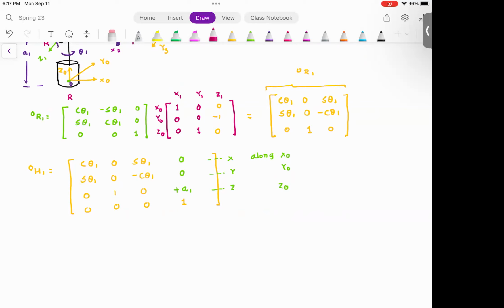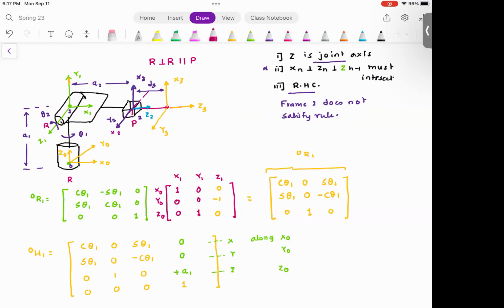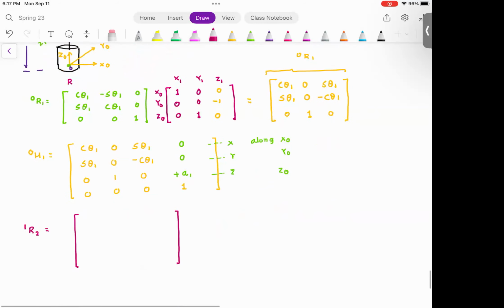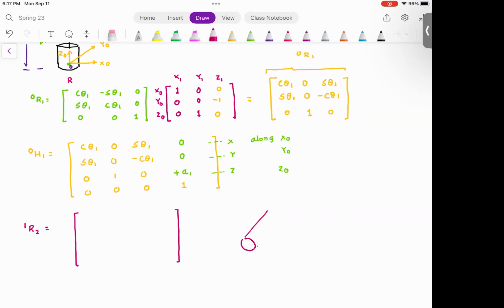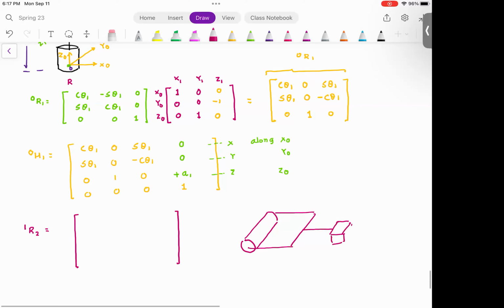Now let's move forward. What I'm going to do is write 1R2. In 1R2, we want to be a little bit careful, because as you can see, frame number 2 is not satisfying the rules. So what needs to happen, I'm going to show over here, because this is very important. So this is the situation that we are dealing with.